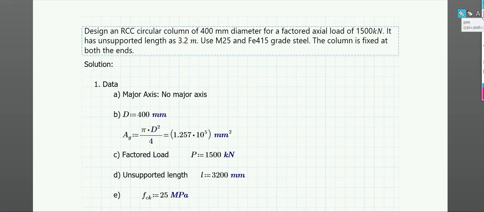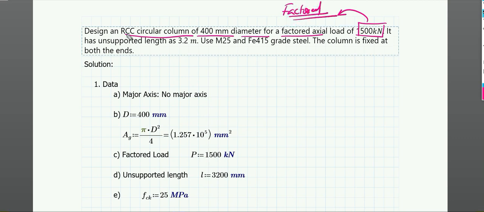Yeah, let's see the problem. Design a RCC circular column of 400 mm diameter for a factored axial load of 1500 kilonewton. It has unsupported length of 3.2 meter. This will be important for us to check whether it's a short column or long column. The grade of concrete is M25 and Fe415 grade of steel should be used, and the column is fixed at both the ends.